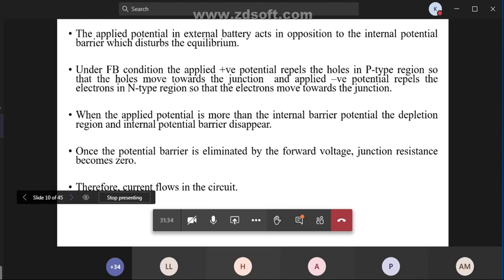So what will happen? If you connect the external voltage to the PN junction diode, what will happen? See here, the applied potential in the external battery acts in opposition to the internal potential barrier, which disturbs the equilibrium. Under forward bias condition, the applied positive potential repels the holes in the p-type region so that the holes move towards the junction, and the applied negative potential repels the electrons in the n-type region so that the electrons move towards the junction.